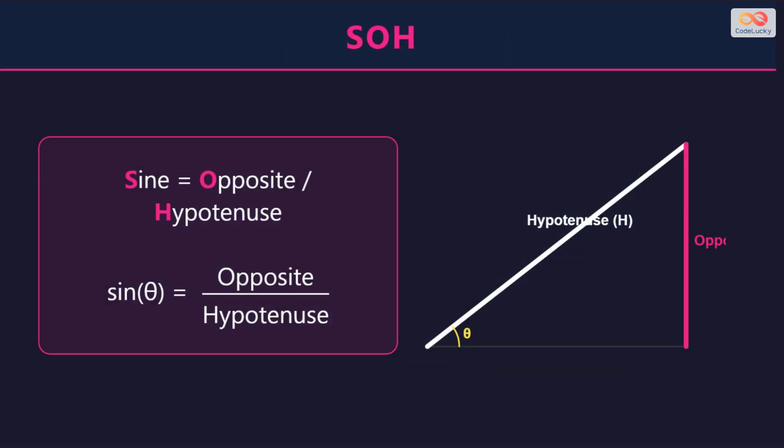Now, let's start with the first part of our mnemonic. SOH stands for sine equals opposite over hypotenuse. If you want to find the sine of an angle, you simply take the length of the opposite side and divide it by the length of the hypotenuse.